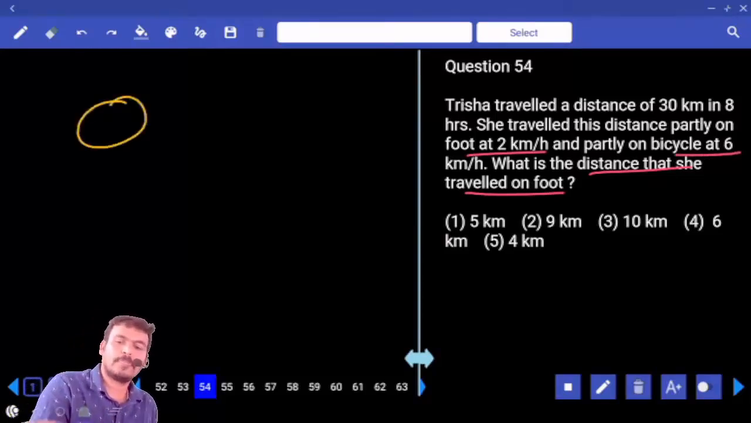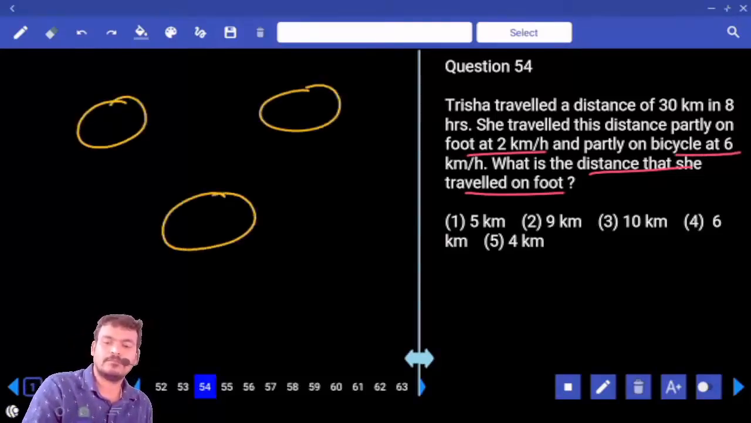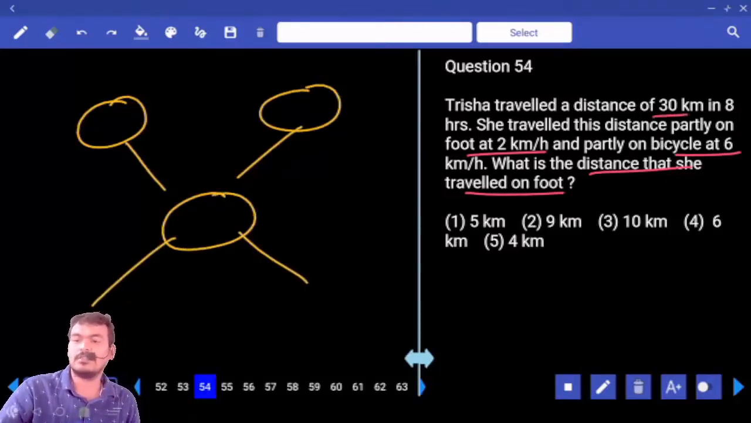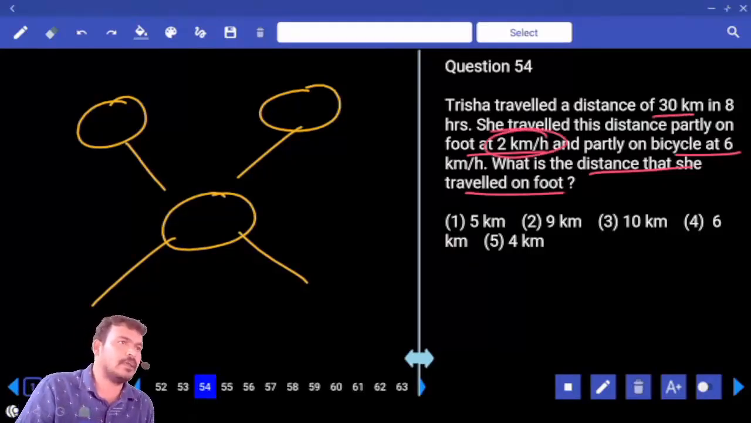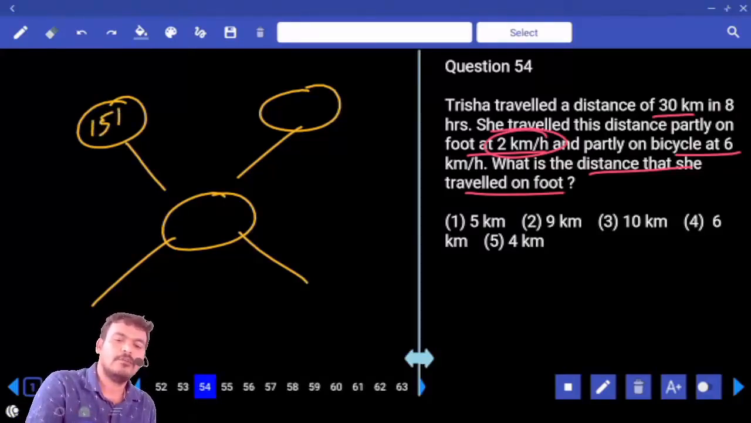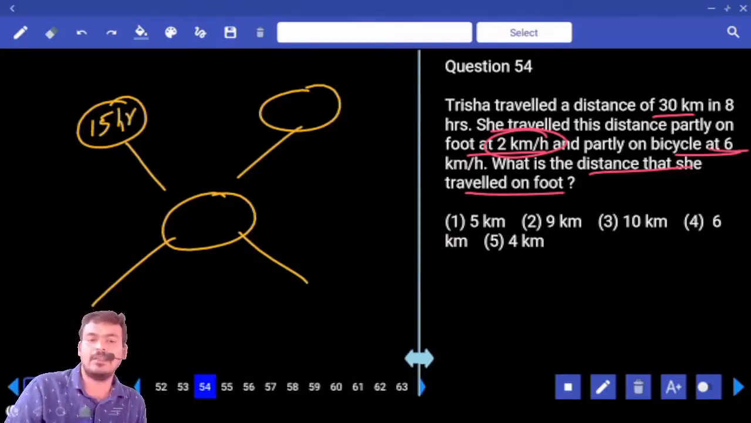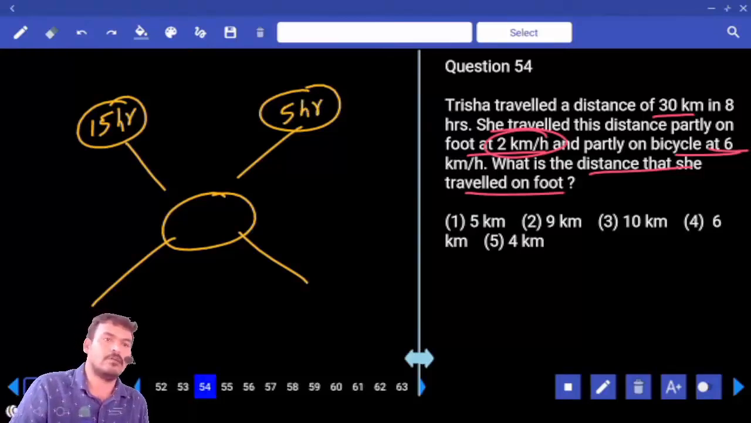By using alligation, or not? By using alligation. What is the total distance? 30. What is the speed in the first case? 2 km per hour. 30 kilometers with a speed of 2 km per hour means how much time is taken? 15 hours. It is the maximum time to cover the distance, or not. Next, what is the second case speed? 6 km per hour. 30 kilometers with a speed of 6 km per hour means how much time is taken? 5 hours, or not? It is the minimum time to reach the destination, or not.